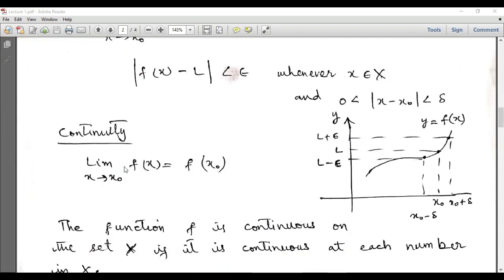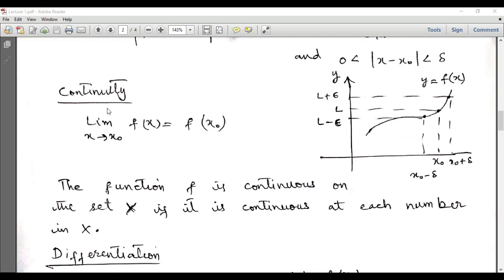So next we will discuss the continuity, and the continuity can be defined as the function f is continuous on the set X if it is continuous at each number in X. So if we have a range from one point to the other, the function is said to be continuous within the range of x, such that f is defined at each point within the range of x.